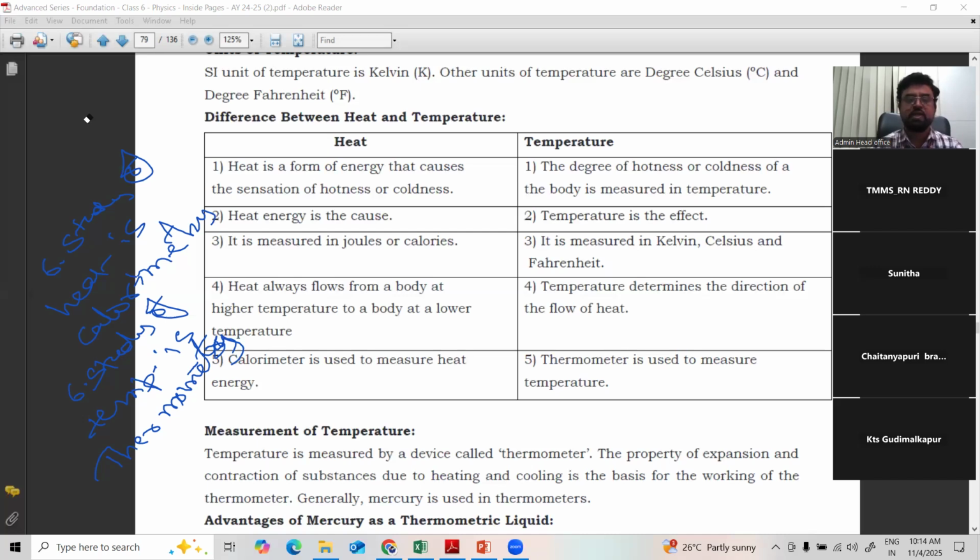If we complete, we will move to the next part, that is measurement of temperature. How to measure the temperature? Either the temperature of human body, temperature of atmosphere, or temperature of anything. Even in laboratories we need to measure temperatures. So everywhere we are required to measure the temperature, and according to that, we have to set up.